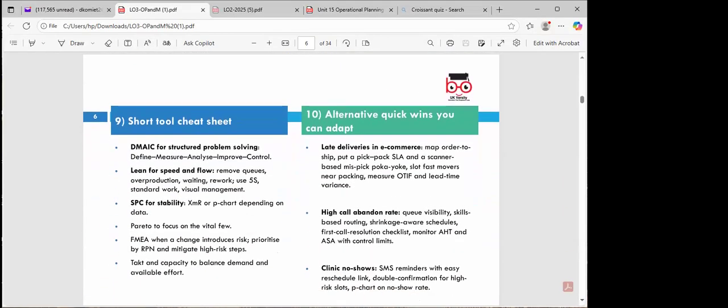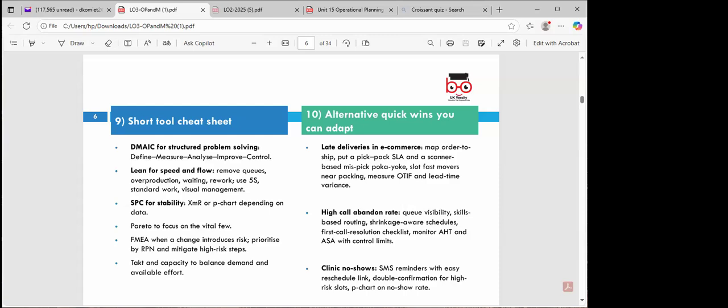Short tool cheat sheets. Okay. DMAIC for structured problem solving. DMAIC means define, measure, analyze, improve, and control. Define, measure, analyze, improve, and control.